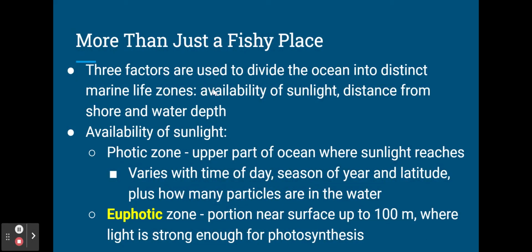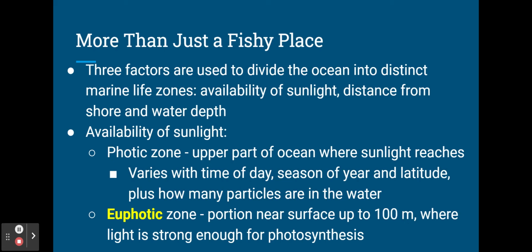So there are 3 factors that are used to divide the ocean into distinct marine life zones. Basically, the 3 conditions are what the sunlight is like, the distance from the shore, and the water depth. If there's light in that region, it's called the photic zone, the upper part of the ocean where sunlight reaches. This can vary with time of day, season, year, latitude, and all kinds of particles in the water blocking sunlight.